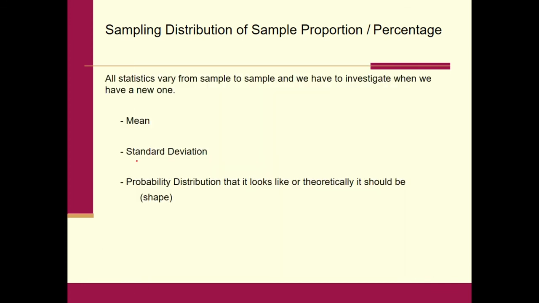So to wrap this all up, all statistics vary from sample to sample, and we have to investigate when we have a new one. In the next section, we're going to look at the sampling distribution of X bar and see how that plays out. We're going to look at its mean, its standard deviation, and its probability distribution.